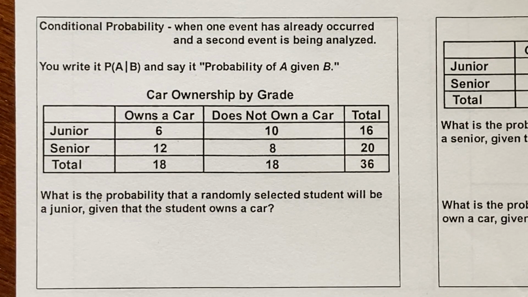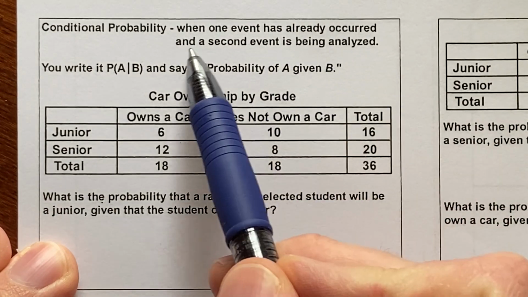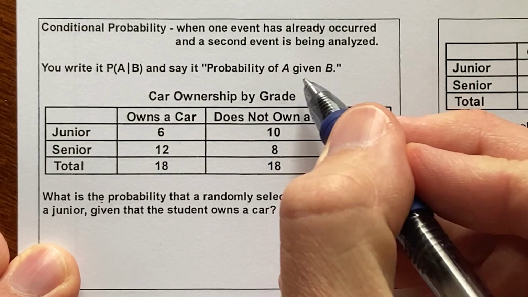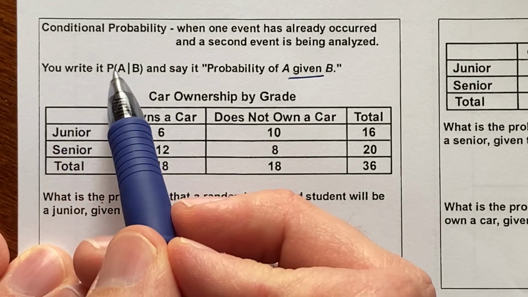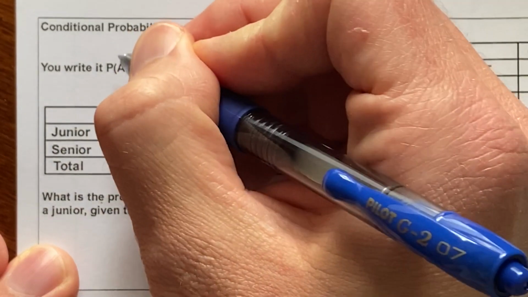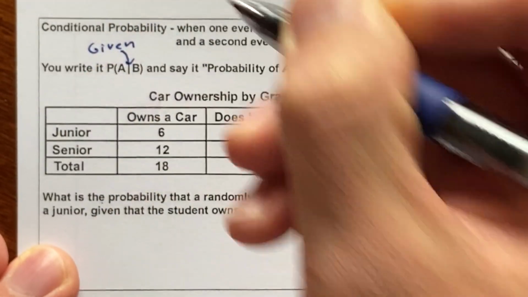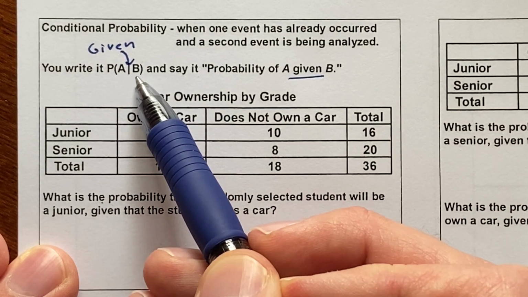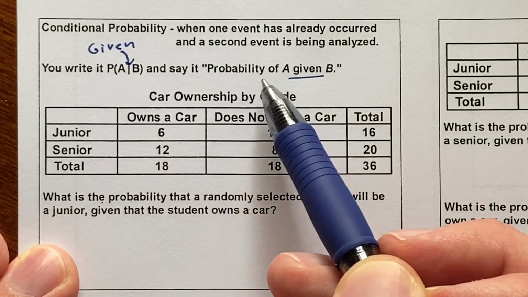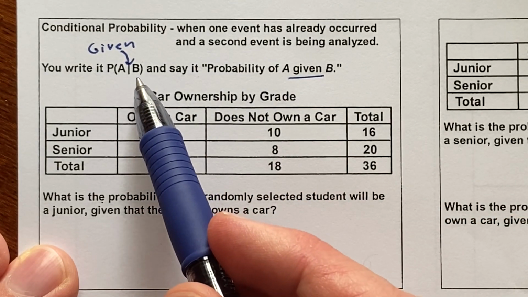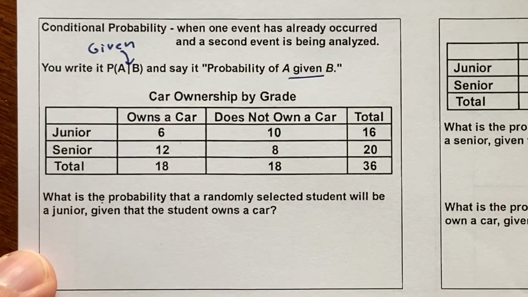Conditional probability, when one event has already occurred and a second event is being analyzed. I like to call these the given problems. So we write it as probability of A. This means given, so draw an arrow right there. Probability of A given B, and we'll say it as probability of A given B like that. So we're going to narrow some stuff down with this, and I'll show you some examples.